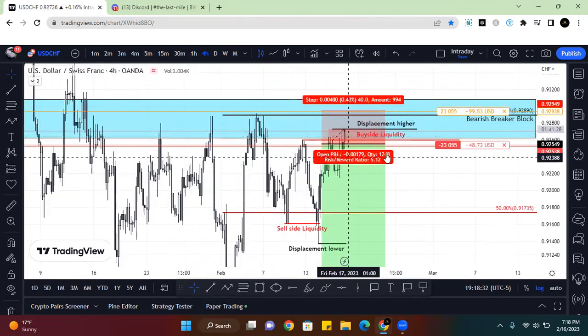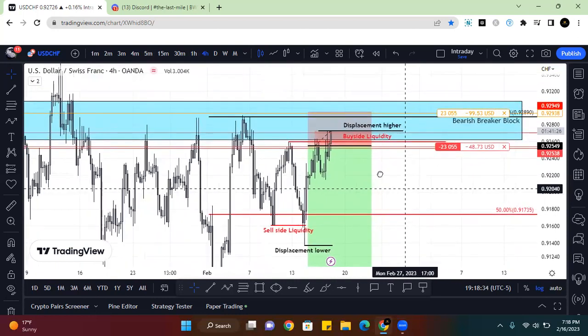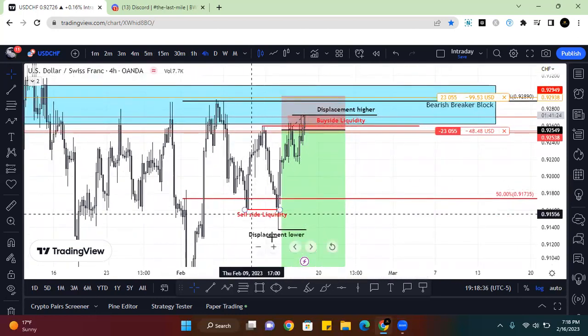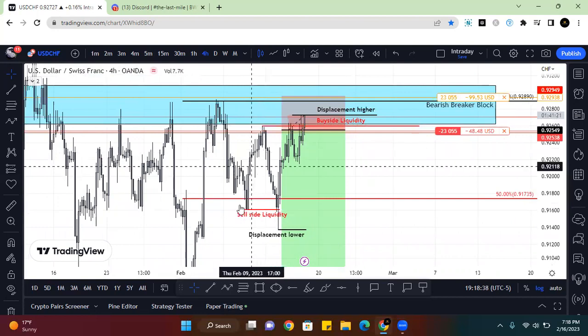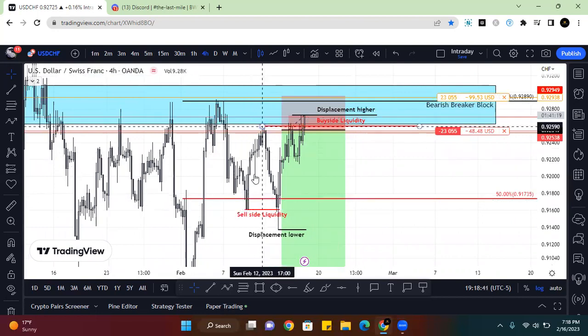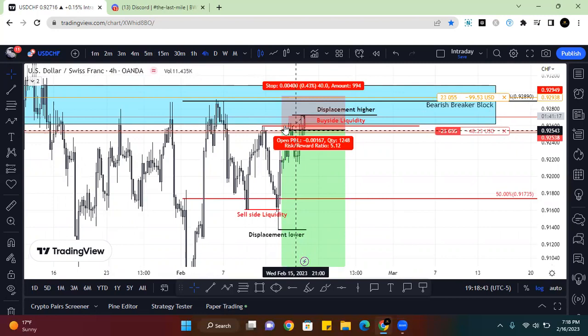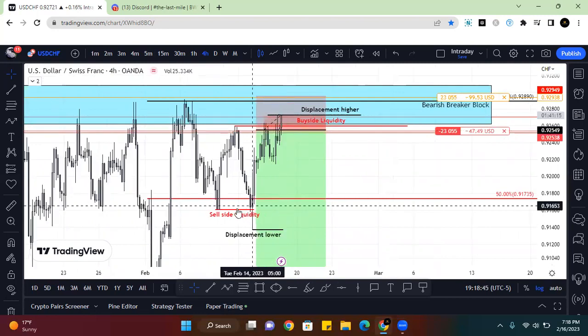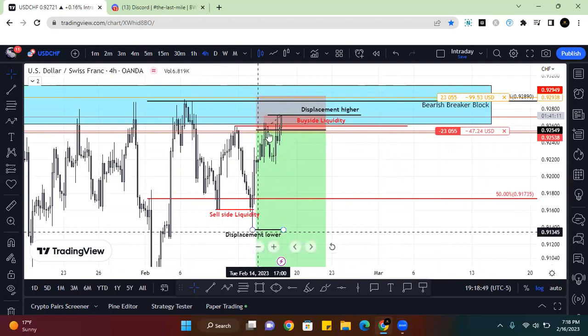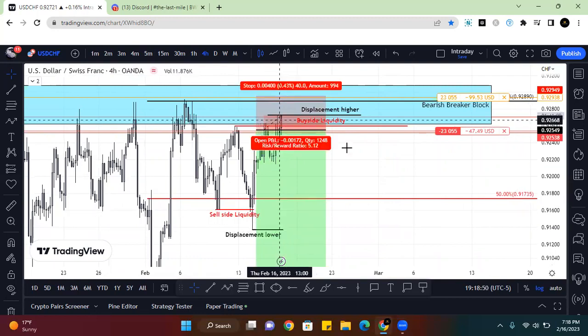So that was the kind of idea behind the trade. You did have a displacement higher and lower here as well. Big impulse move here as well. Displacement higher happened earlier on my entry. When I sold, I noticed that the displacement lower had already happened right here. So I didn't end up doing a market execution in this area.